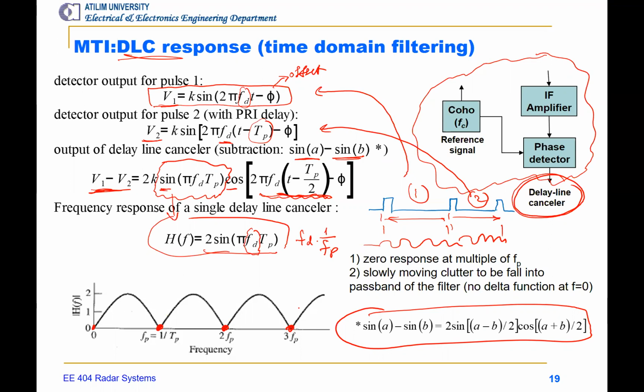So all the multiple values of the fp, we got 0 response, which means that if there is a target whose Doppler shift is equal to the PRF or multiple of PRF, our system gives 0 response, which means that I couldn't detect those targets. This is very critical. Okay, so whenever the target has a Doppler shift equivalent to the multiple of PRF, we got 0 response. We couldn't detect those targets.